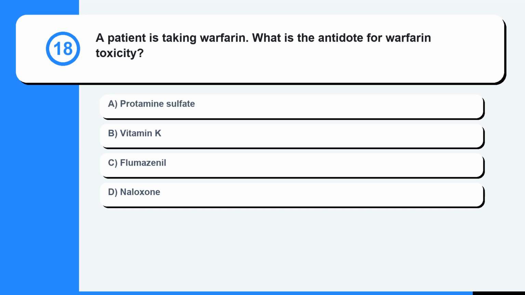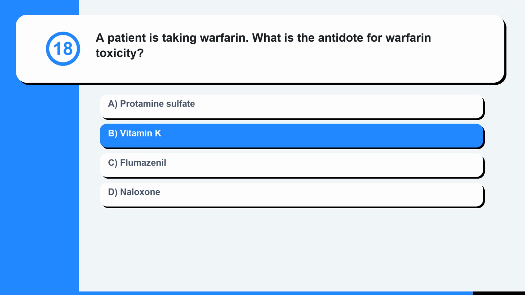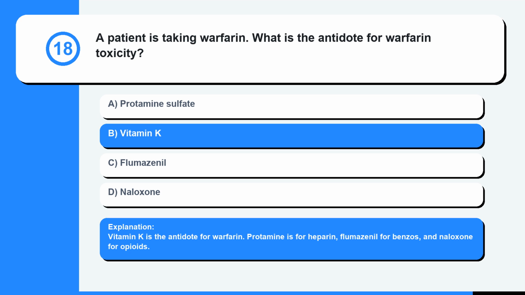Question 18. A patient is taking warfarin. What is the antidote for warfarin toxicity? A. Protamine sulfate. B. Vitamin K. C. Flumazenol. Or D. Naloxone. The correct answer is B. Vitamin K. Vitamin K is the antidote for warfarin. Protamine is for heparin, flumazenol for benzos, and naloxone for opioids.